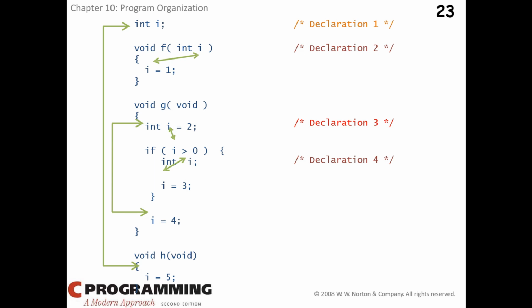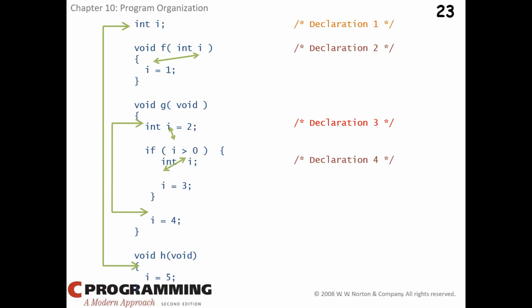In the example provided, the identifier I is used in different declarations, and each declaration gives it a different meaning. The first one, in declaration 1, I is declared as a variable with static storage duration and file scope. This means that its value persists throughout the entire execution of the program, and it can be accessed from any function within the file where it is declared.